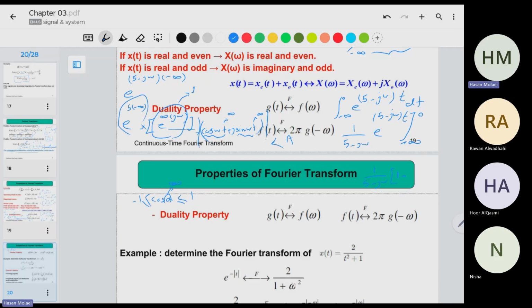How about this one? This one is 0. 0 multiplied by a value should be 0. So when I put minus infinity, it should be 0. 1 minus 0, which is 1 over 5 minus j omega.